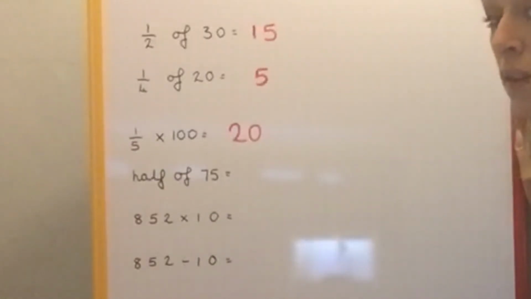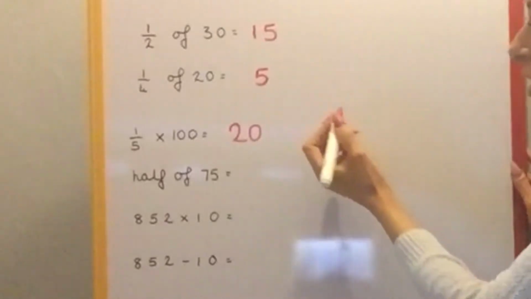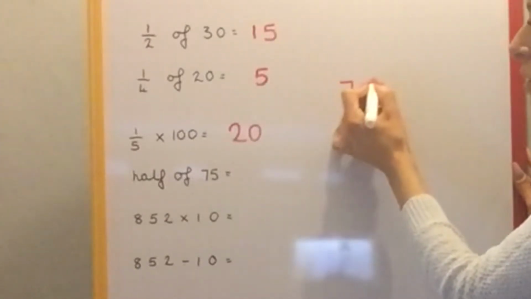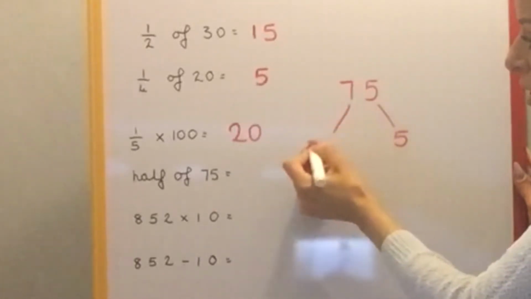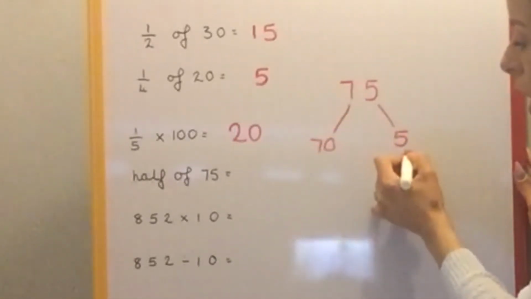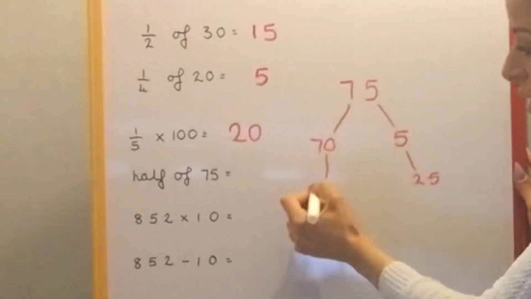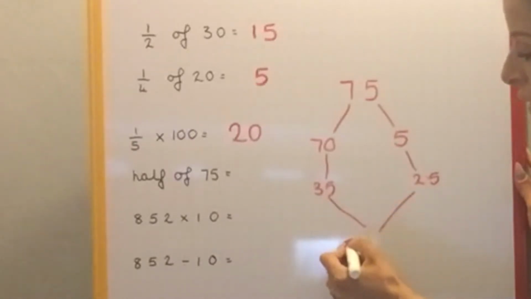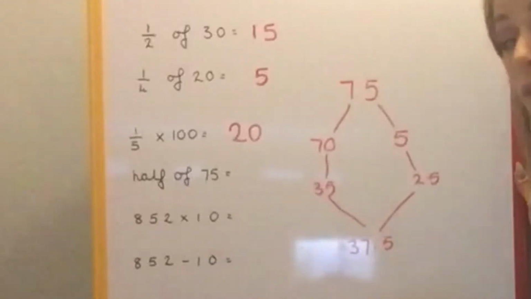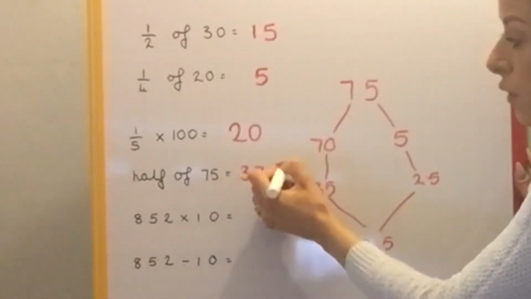Half of 75, well, that's quite a tricky one, and sometimes people use partitioning to help them. So 75, that is 5 and 70. Half of 5 is 2.5, and half of 70 is 35. And if I add those two back together, I get 37.5. So half of 75 is 37.5.